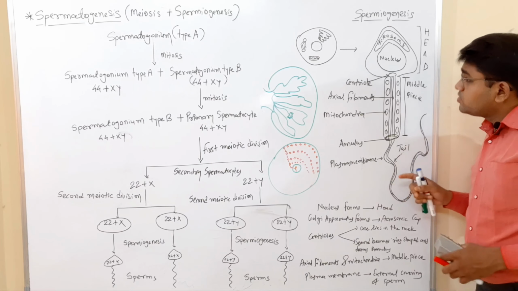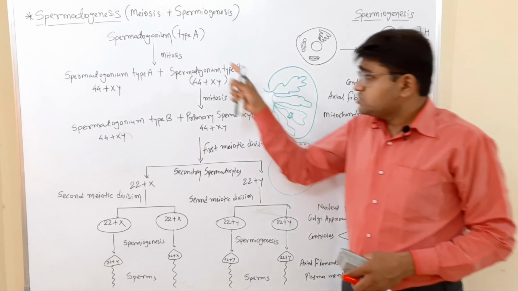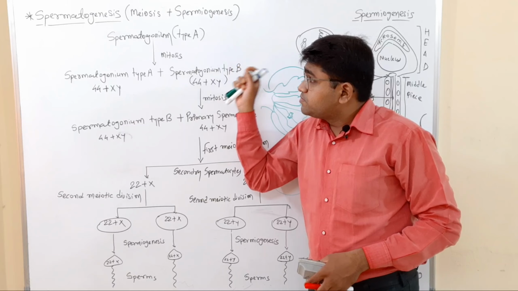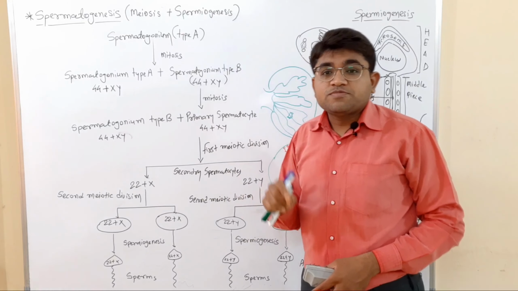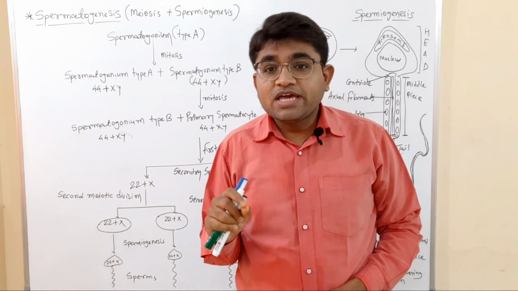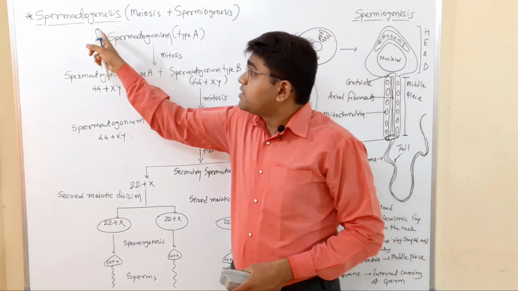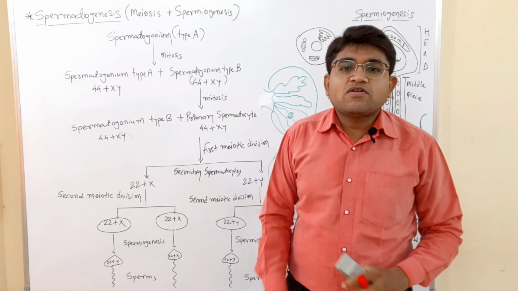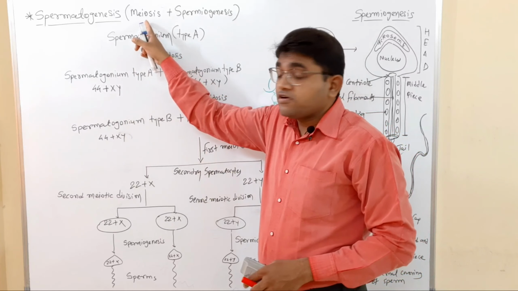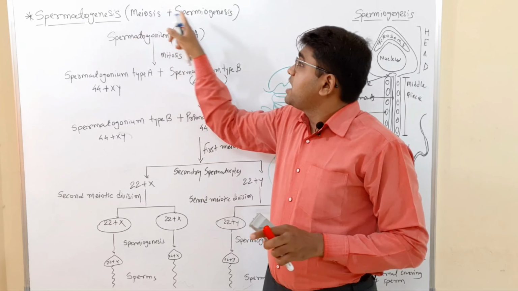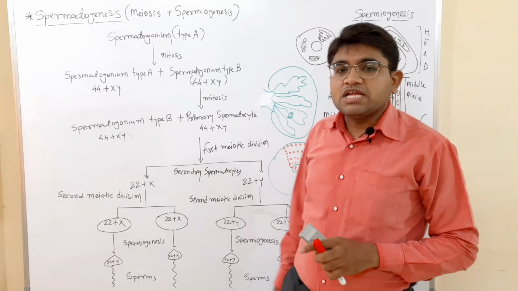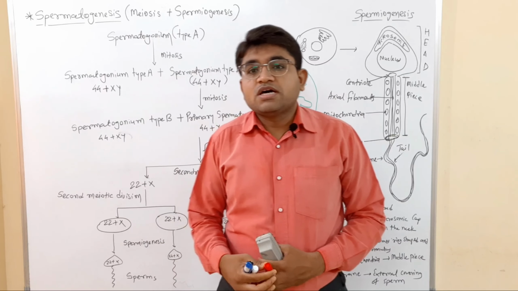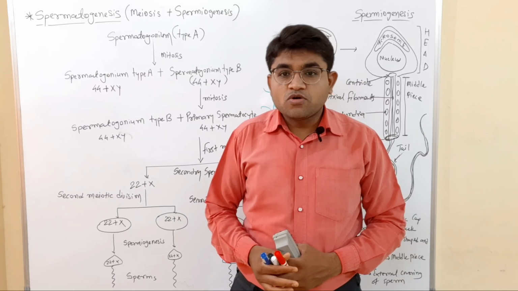So the complete process of formation of sperm from the spermatogonium is known as spermatogenesis. The spermatogenesis process is a combination of two different processes, the first and second meiotic divisions and the spermiogenesis process. So this is all about the spermatogenesis process.